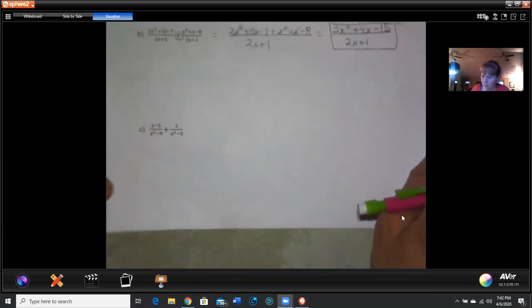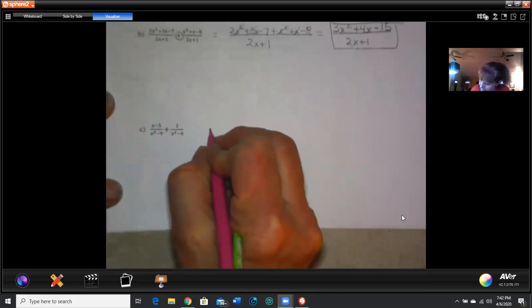Again, this last one, this C, we have a common denominator of x squared minus 9.